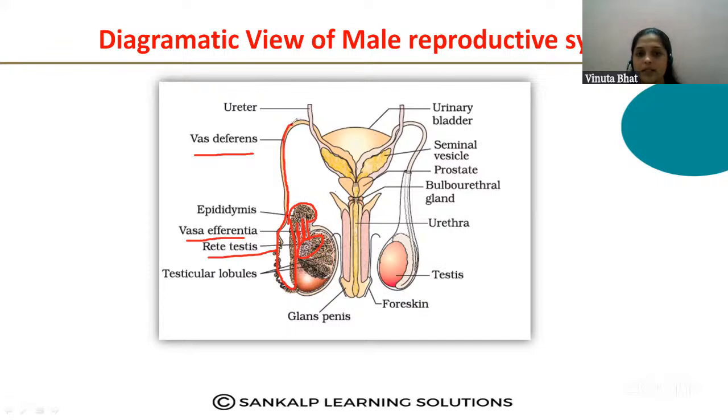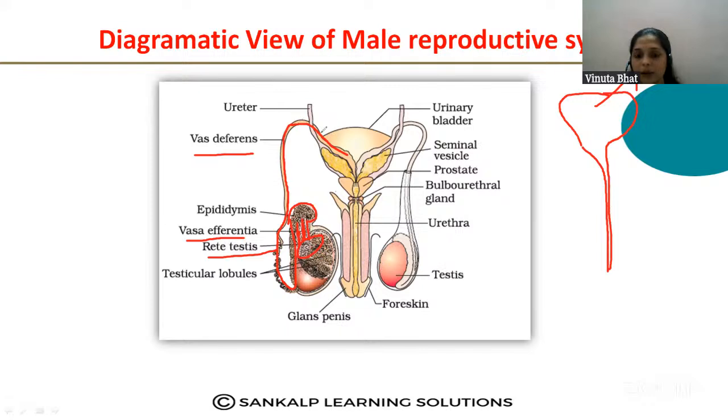Then the vas deferens forms a coil around the urinary bladder. You know, this is the urinary bladder and this is the urethra.